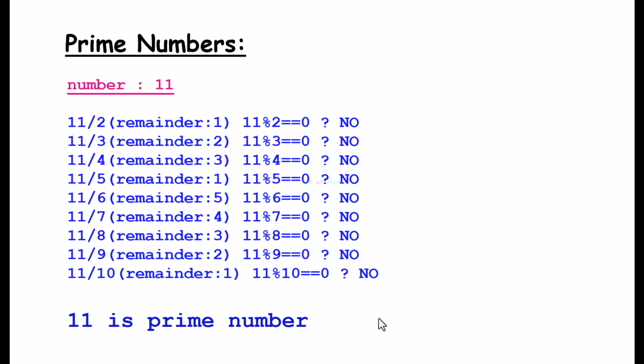So no need to check for 1 and 11. We need to search for the other positive divisors in between 1 and 11. So there is no positive divisor here. Between 1 and 11, 11 is a prime number.